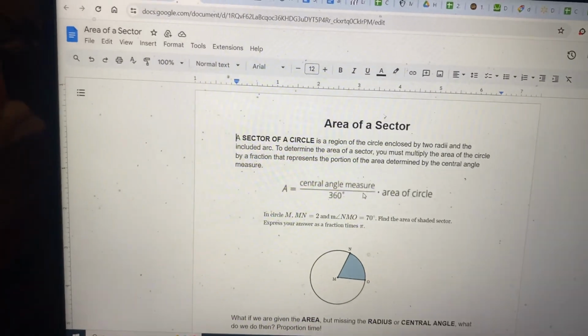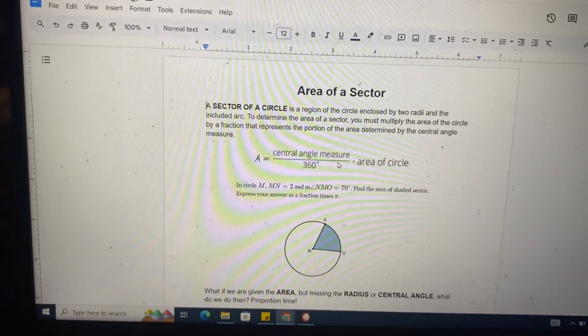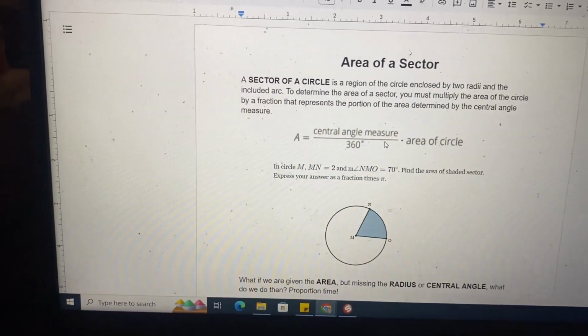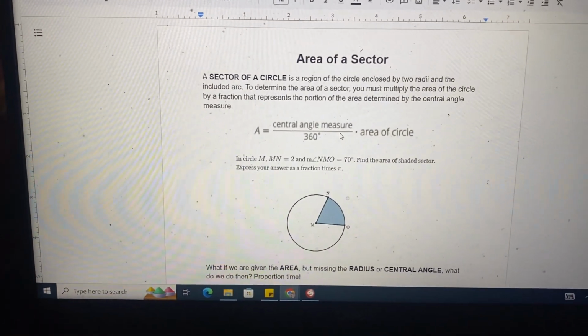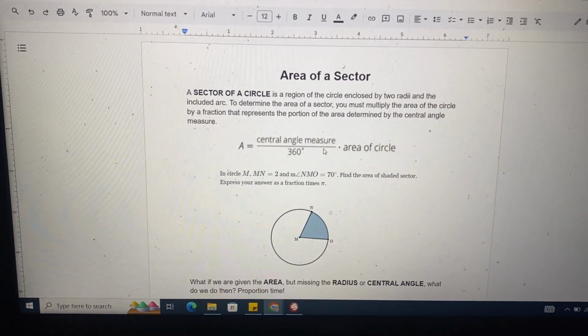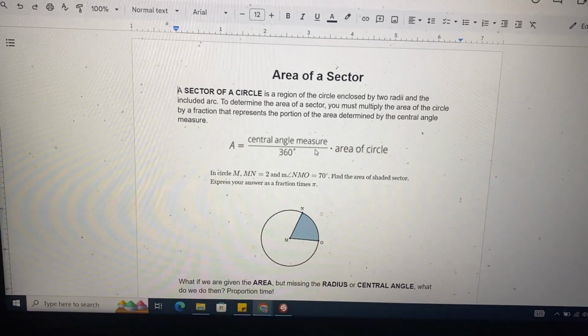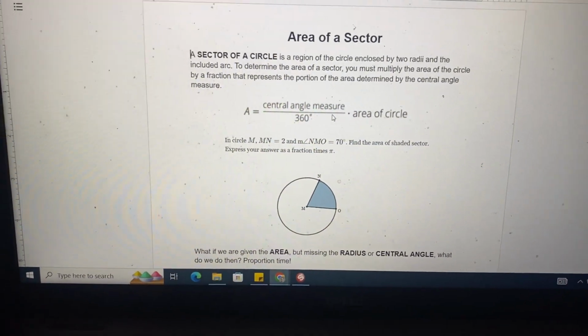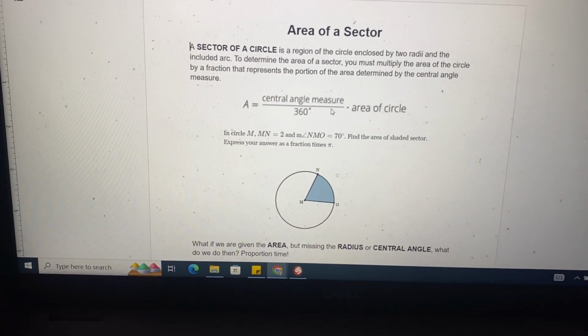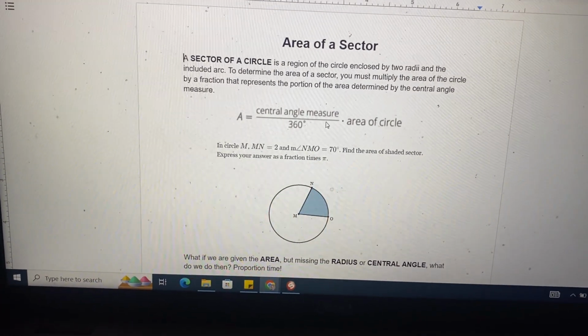We're talking about the area of a sector. Whenever we have a sector, we have a portion of the circle. It's basically like if you get a pizza and you take a couple slices out, how much did you take out? Could you find the area of that?